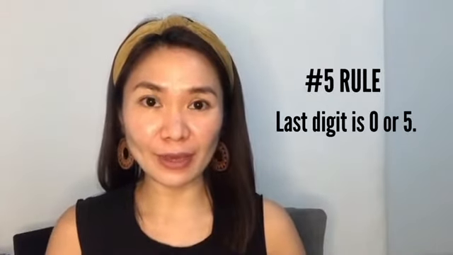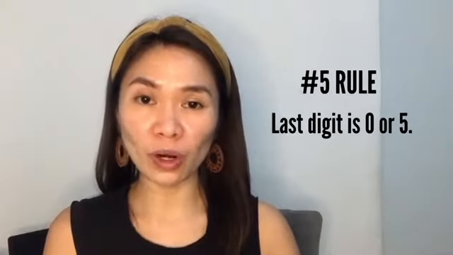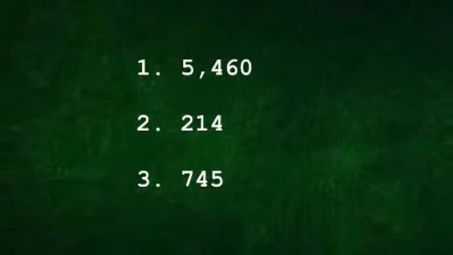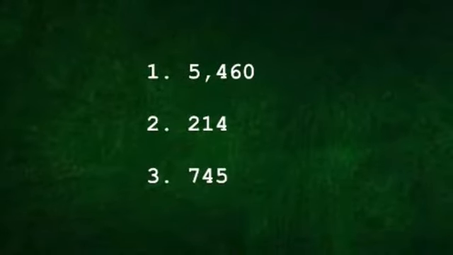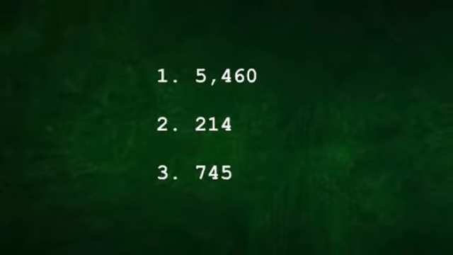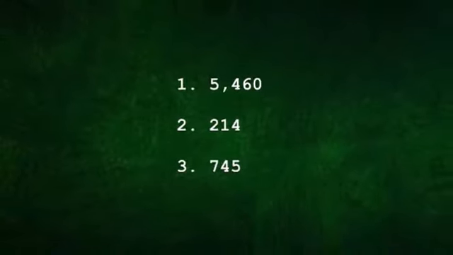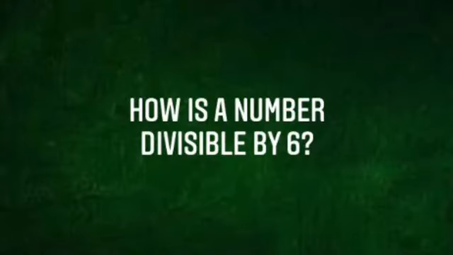If the last digit of a given number is either 0 or 5, then the number is divisible by 5. So following the rule, examples 1 and 3 end in 0 and 5 respectively. So that means they are both divisible by 5. However, example number 2 is not. Now let's go to the next rule.